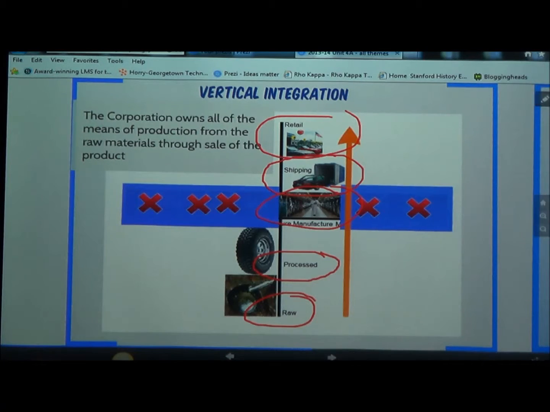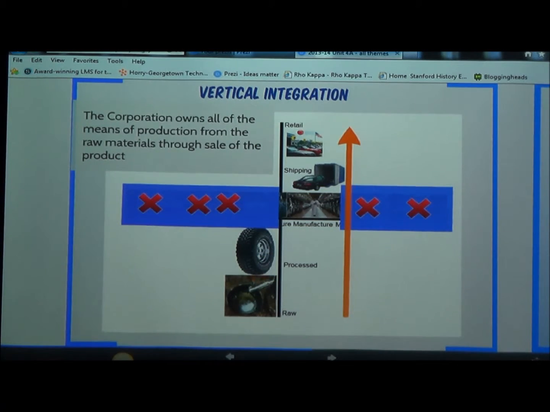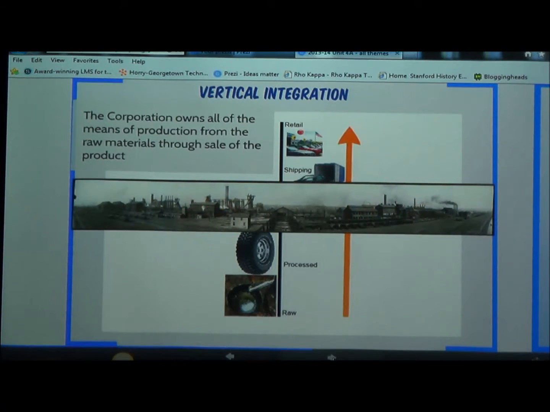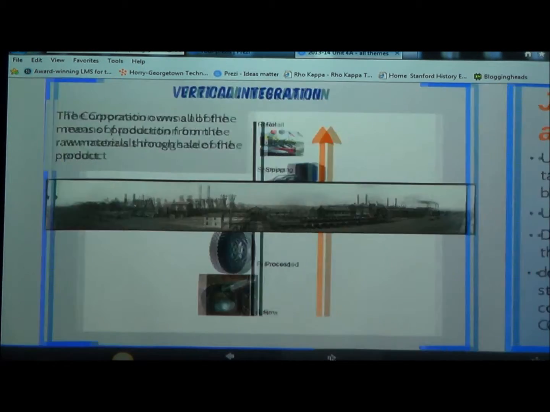And what that means is he doesn't have to pay a middleman. He doesn't have to pay the mine owner a profit. He doesn't have to pay the railroad person a profit. He doesn't have to pay rent on his factory, right? And because of that, he can charge a cheaper rate. We call this vertical integration. This is his factory in, I forget where it is. This is a fisheye view of his factory in Pennsylvania.